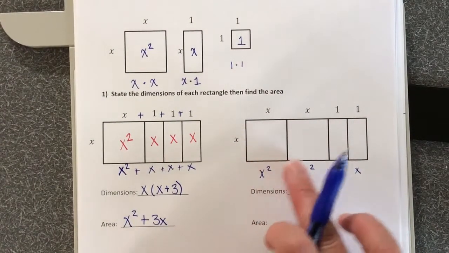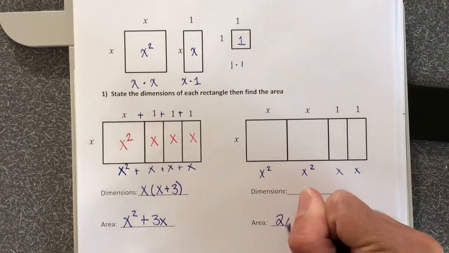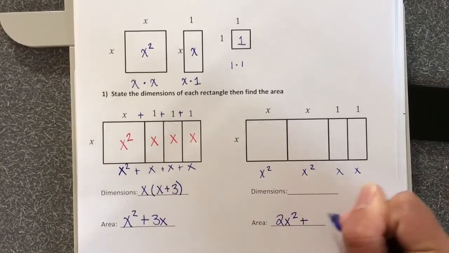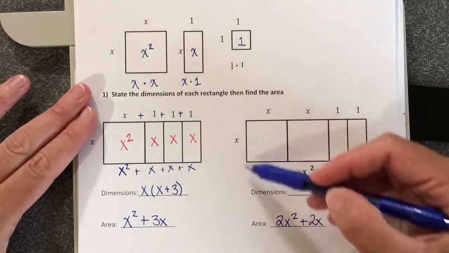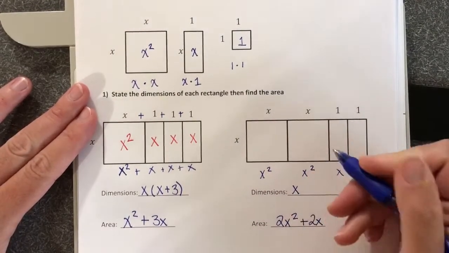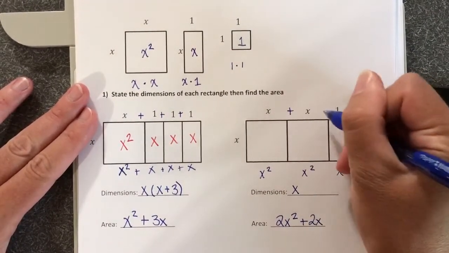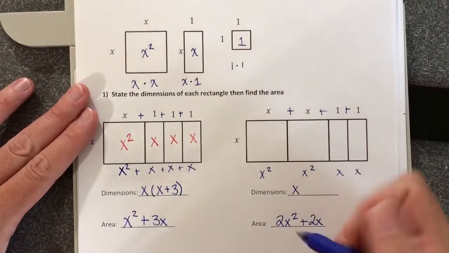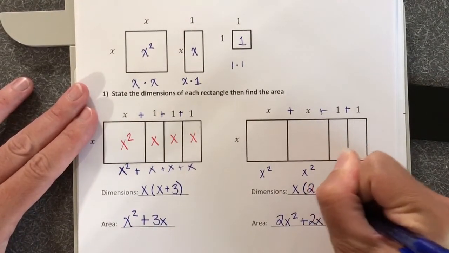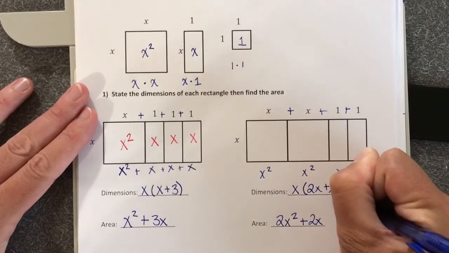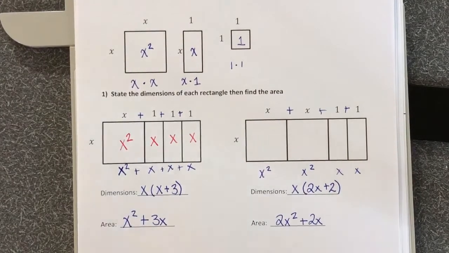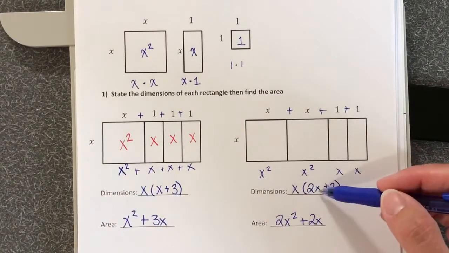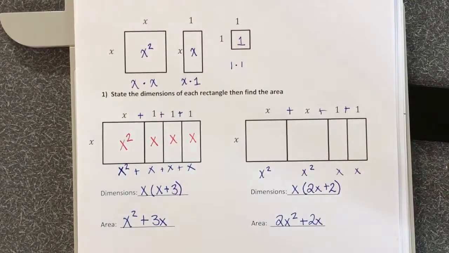So I have a total area of 2x squared plus 2x. Now, how do I write that in dimensions? I have a height of x, and I have a length of x plus 1 plus 1, or a length of 2x plus 2. So my dimensions are x by 2x plus 2, and that gives me an area of 2x squared plus 2x.